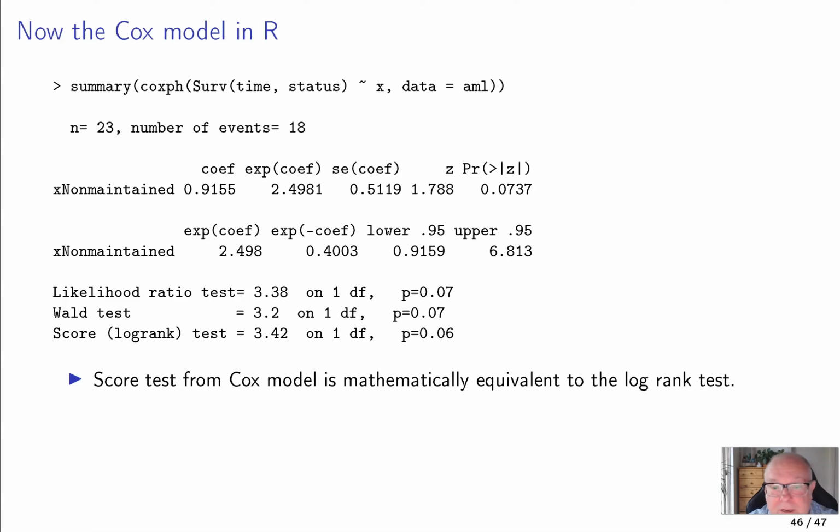Now, here's the code in R, and R actually gives us 3 different mathematical values of the same hypothesis test. We get the likelihood ratio test, we get the Wald test, which is an approximation to the likelihood ratio test, and we get the score test. I'm not going to go over the math, but these are just three alternative ways of doing the exact same test. It turns out that the log-rank test is mathematically equivalent to the score test in the Cox regression.